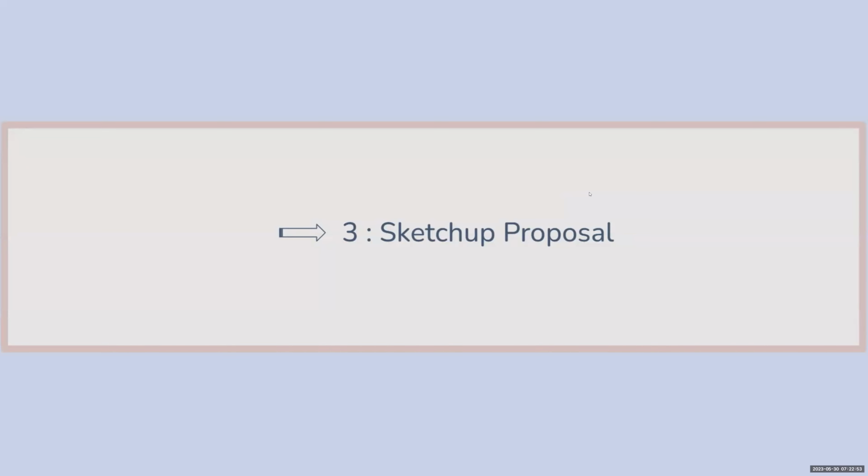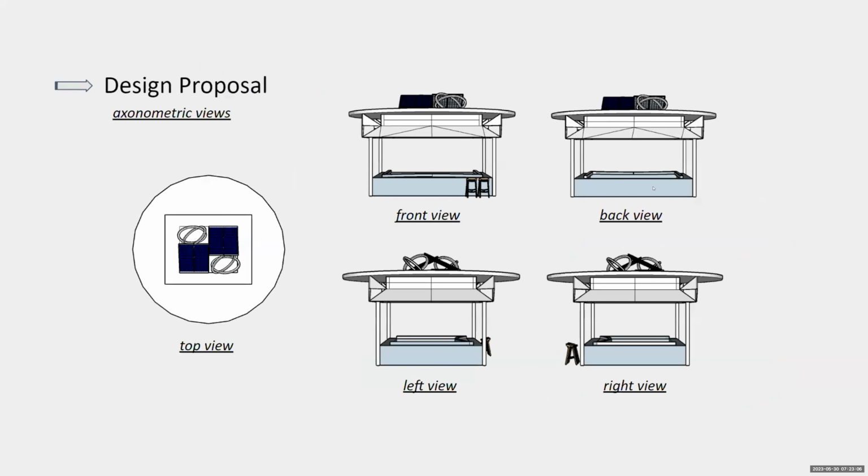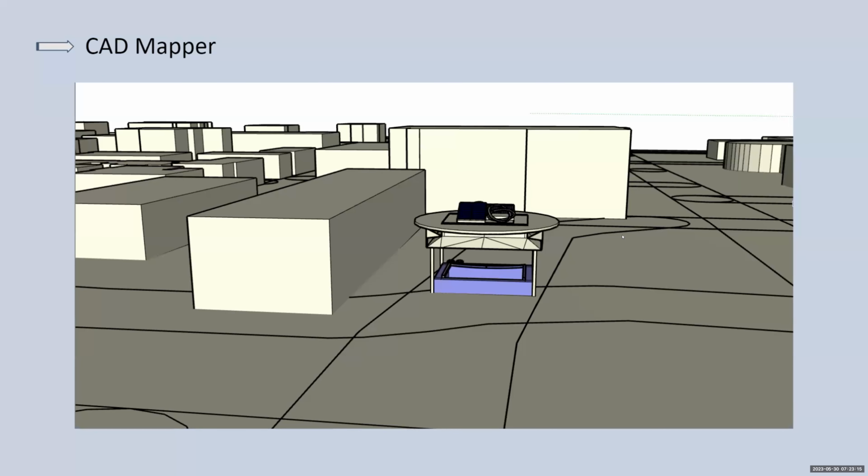Okay, SketchUp proposal. So I decided to do a food stall for that location I had said. And it just looks like this. And there's solar panels on it. Here are the different axonometric views. And then we had used CAD Mapper, and you basically need to put the project in the site itself. And so this is what it would look like. And yeah, I believe that's it. Thank you for listening.